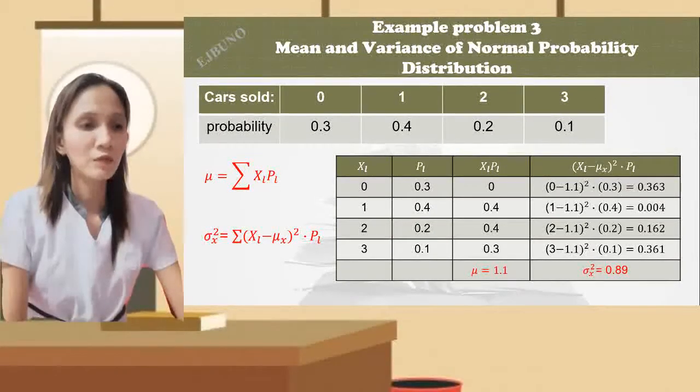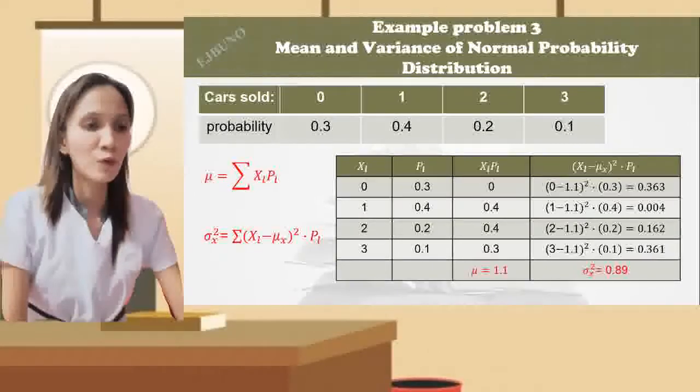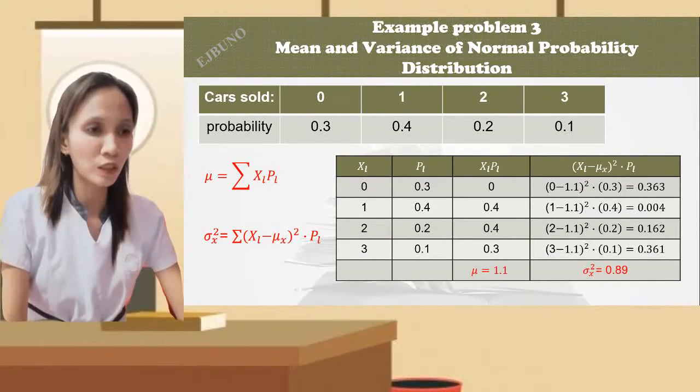The variance formula is here. So 0 minus 1.1 squared times 0.3 is equal to 0.363, and so on up to the value of x of 3. So the variance is equal to 0.89.